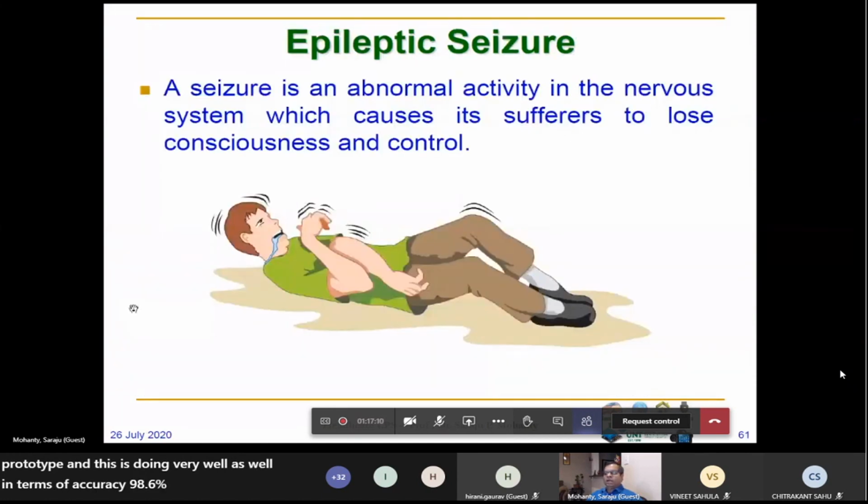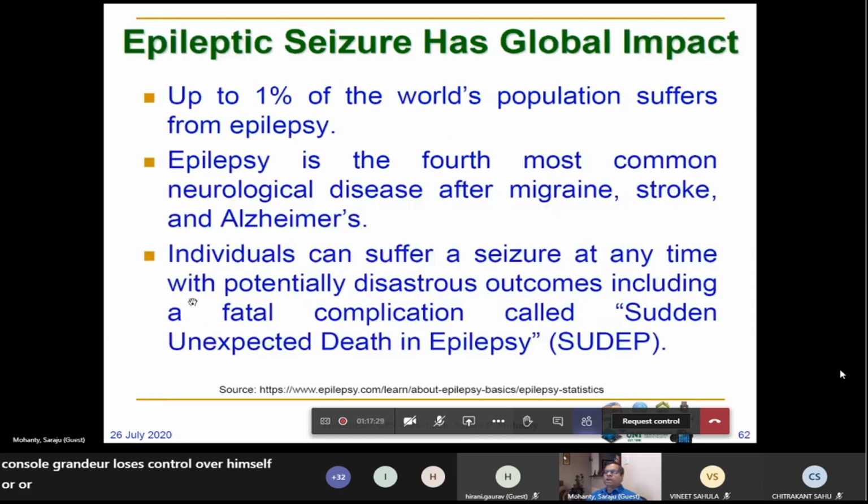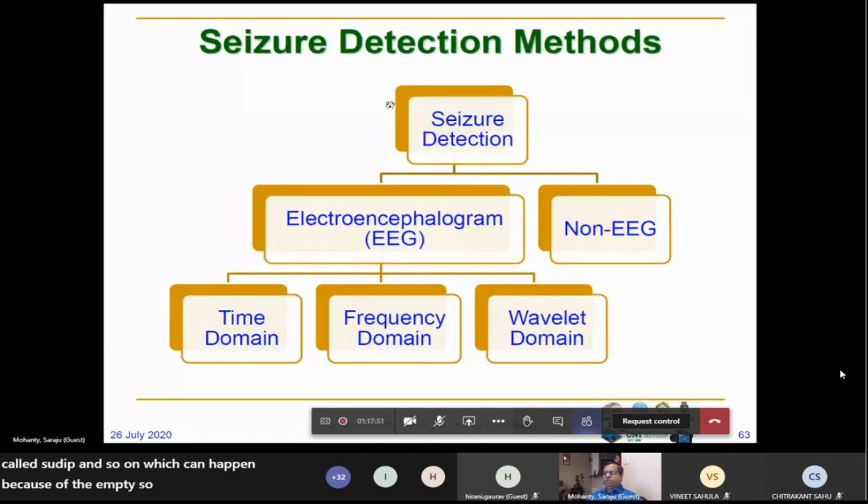Another, these two students have actually done their PhD in this work with me, on epileptic seizure. This is an important problem, an abnormal activity in the nervous system. As a result, the patient is unconscious and loses control over himself or herself. Up to 1% of the world population suffers from epilepsy. It is an important neural disorder after stroke, Alzheimer's, and so on. There are also serious aspects called SUDEP and so on, which can happen because of epilepsy. So when I was doing a survey, that is how we can detect seizures.